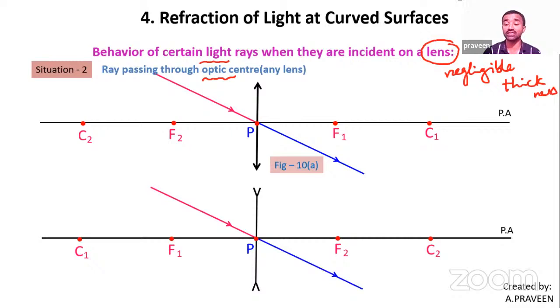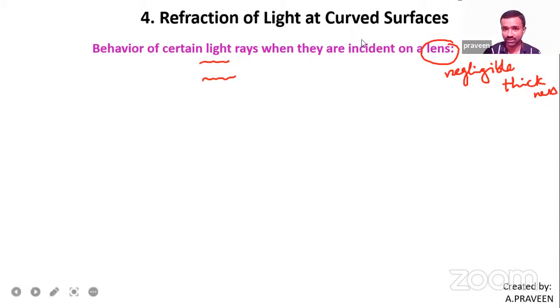So what generalization can we derive from this? In this case also, the light ray remains undeviated. So a light ray incident on a double convex lens or double concave lens along the principal axis or through the optic center remains undeviated. This is the generalization we can derive from situation 1 and situation 2. Now we'll go for situation 3.